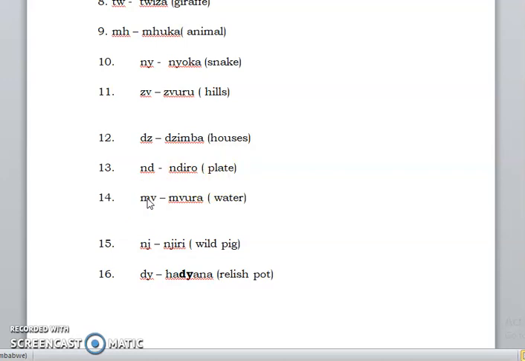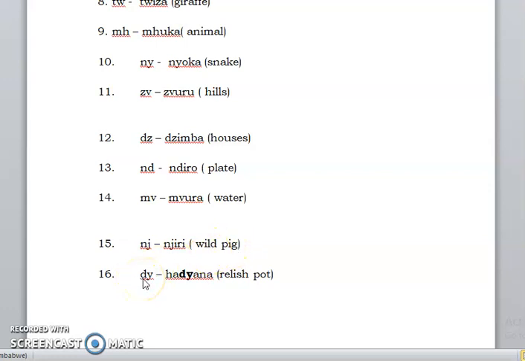Mv. M and V, Mv. And the example is Mvura, which means water. The next is Nj, a combination of N and J, Nj. And a noun example is Njiri, which means wild pig.